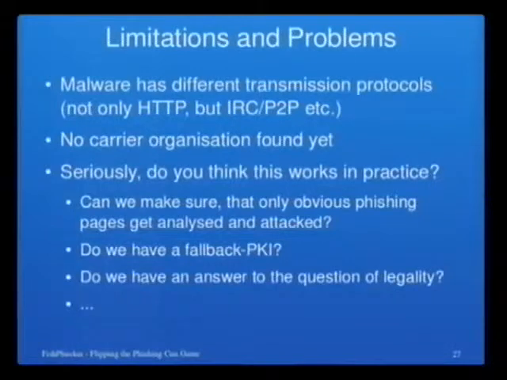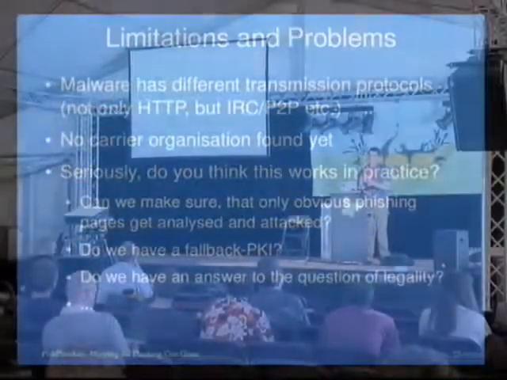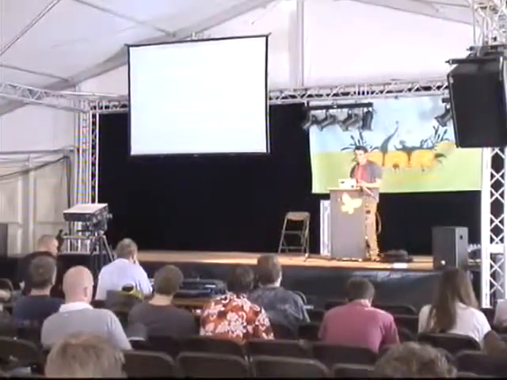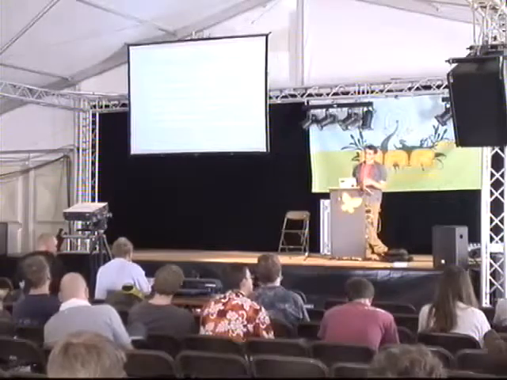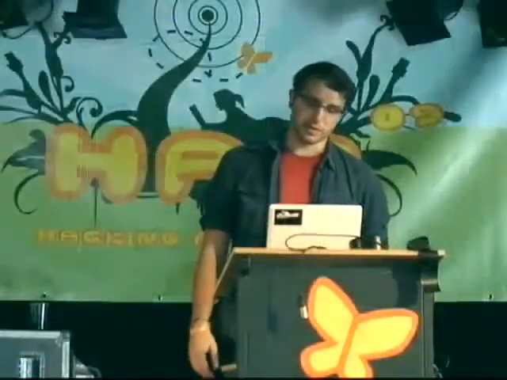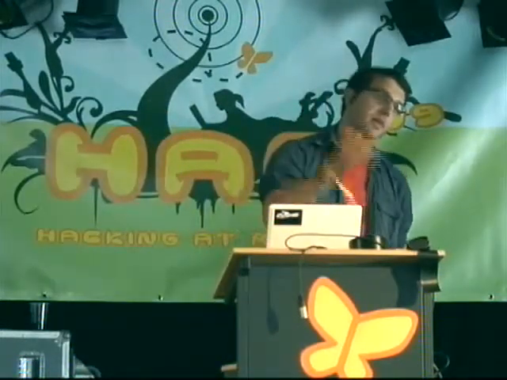So, limitations and problems. This framework only works for the old school phishing attacks. Today, phishing attacks work pretty much in another way. The bad guys now use malware, and malware can have different transmission protocols, not only HTTP, but IRC or peer-to-peer, etc. What we can handle is the old school phishing attack. I mean, you get an email, you have a malicious link, you click on this link, and you think, yes, that's my bank. This is old school. So we can only attack old school phishing attacks.